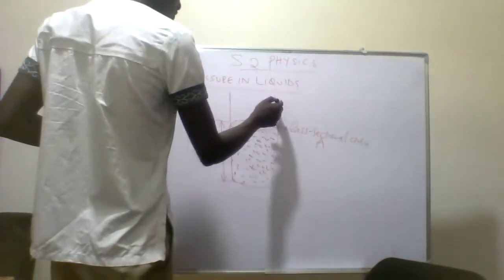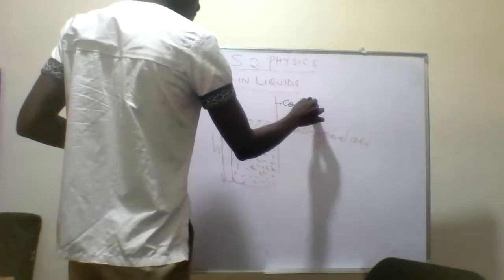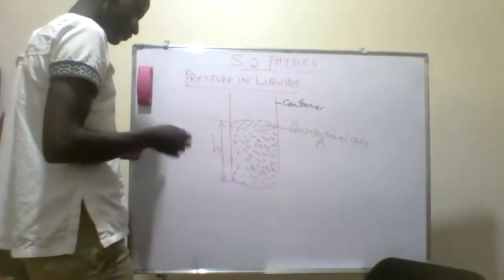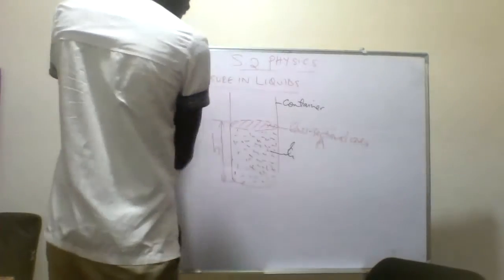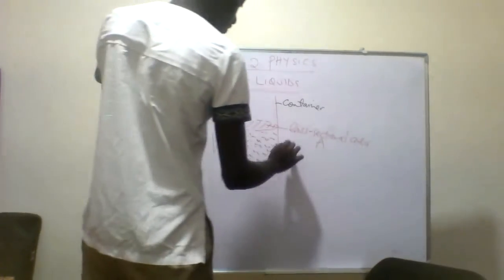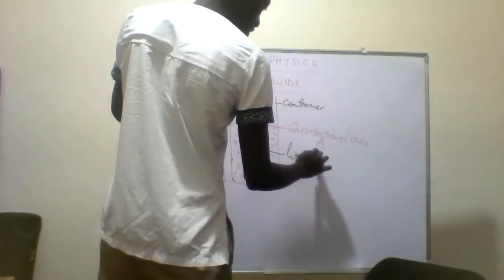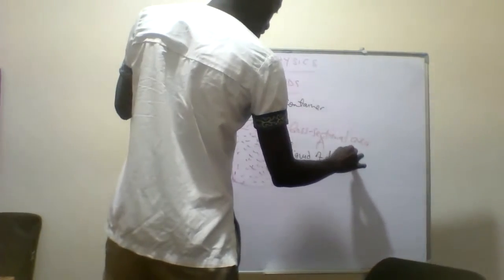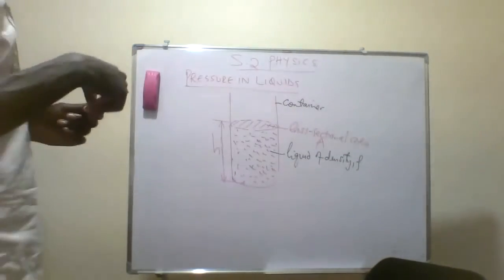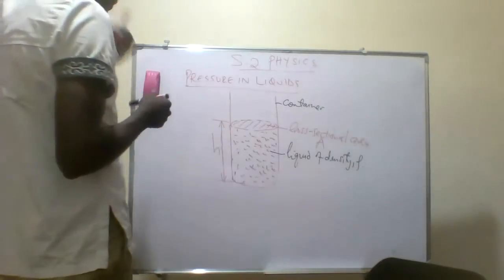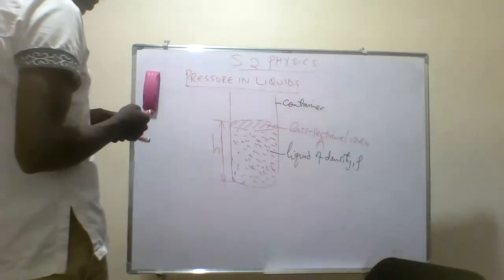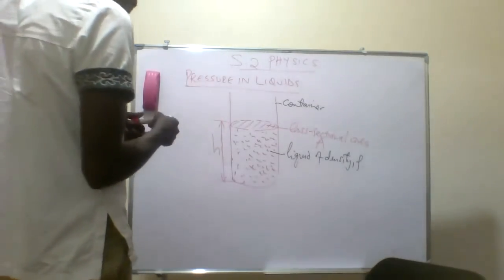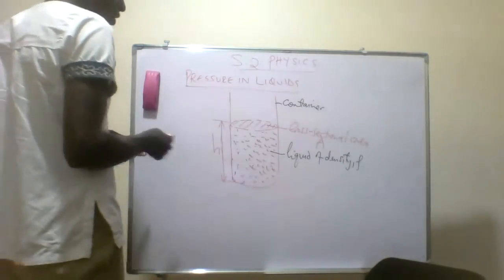Of course, that is the entire container. This is the liquid of density rho. The density of the liquid is rho. So now what we need to know is we are going to start with, first of all, getting the weight, or the mass. We start with getting the mass of this liquid.